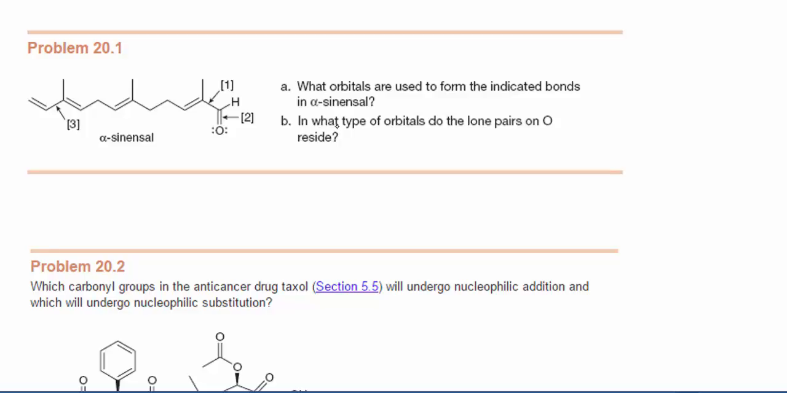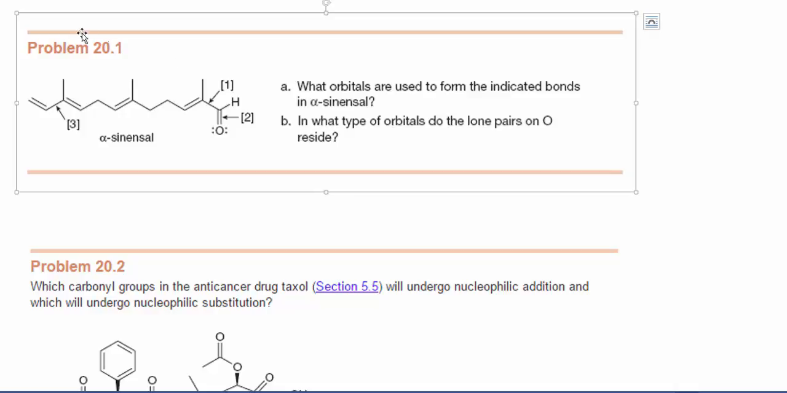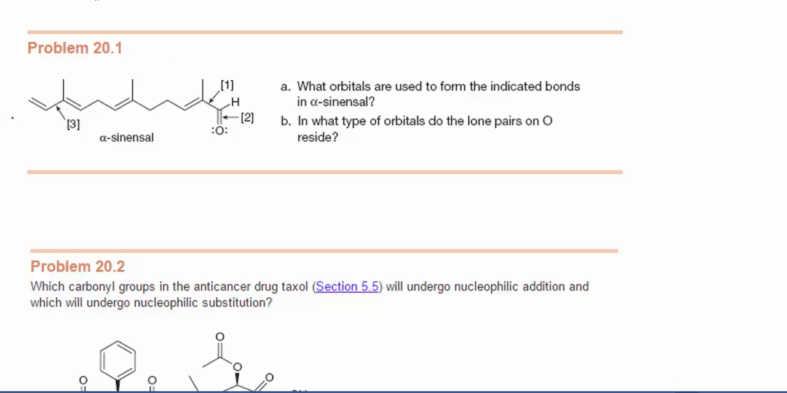Problem 20.1. What orbitals are used to form the indicated bonds in alpha synensal? And in what type of orbitals do the lone pairs on oxygen reside? Well, first of all, we have this bond here, number 1. And in number 1, we have a carbon that is sp2. This is an sp2 carbon, and a carbon sp2. They're both sp2 carbons here that make this bond.